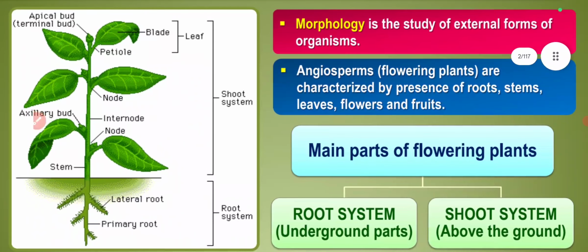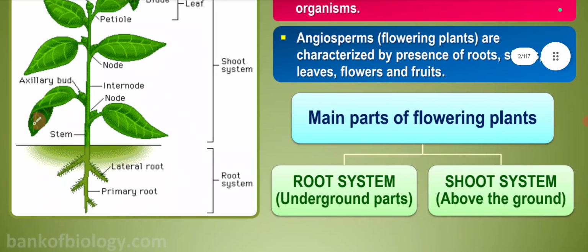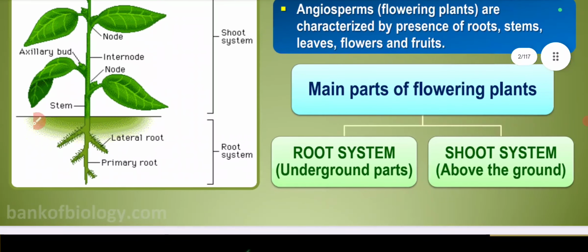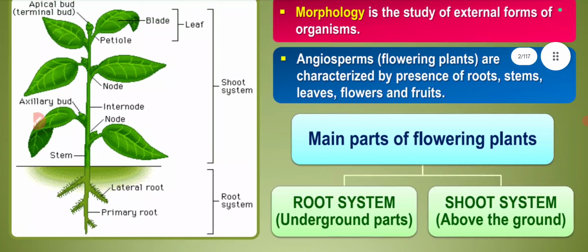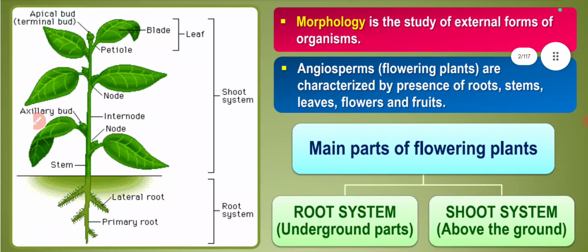First of all, what do you mean by morphology? Morphology means the study of external form of an organism. Though we are going to study flowering plants, all the flowering plants are grouped as angiosperms. So angiosperms means flowering plants. Angiosperms are characterized by the presence of root, stem, leaf, flower and fruits. The main parts of flowering plants are the root system, which is the underground part, and the shoot system above the ground. So we are going to cover all these parts of a flowering plant or angiosperm.